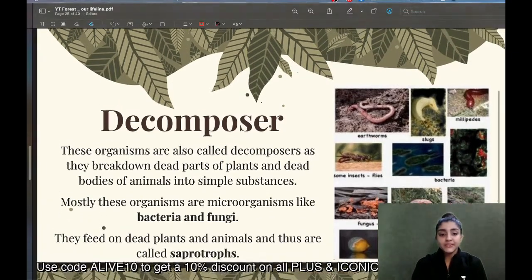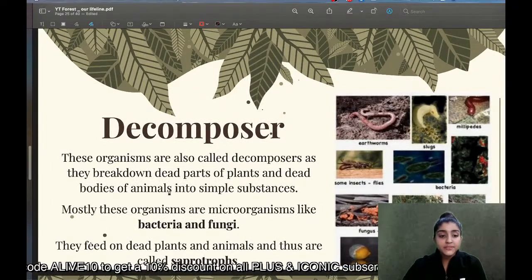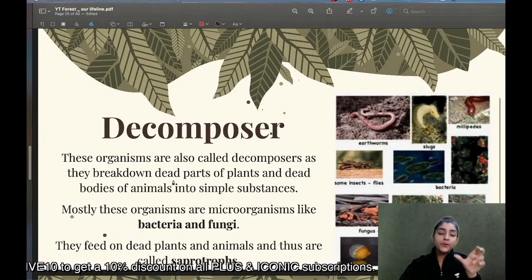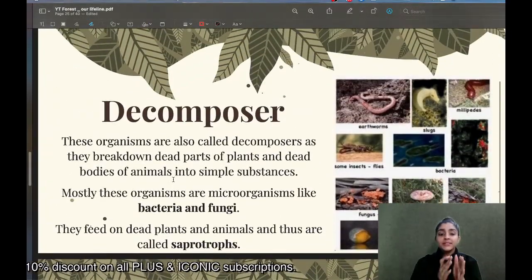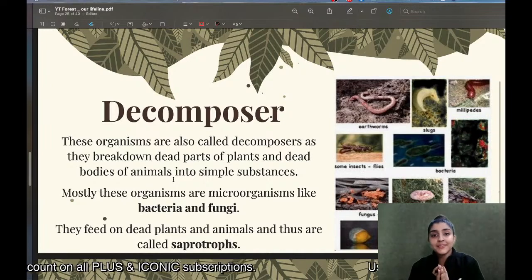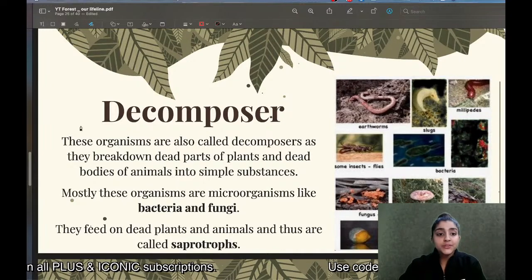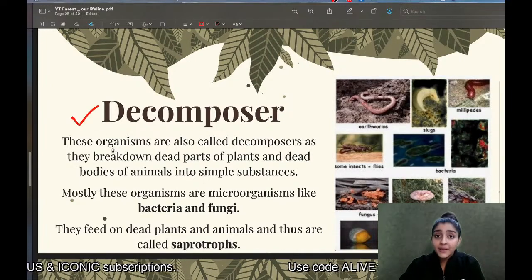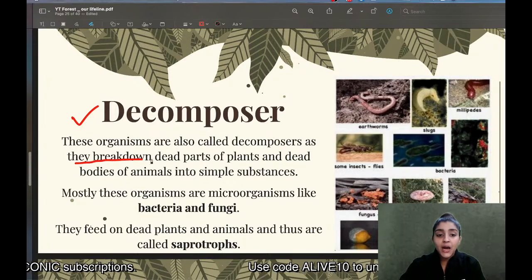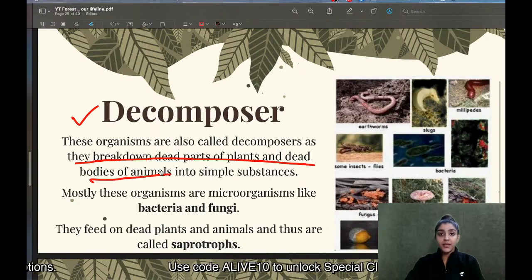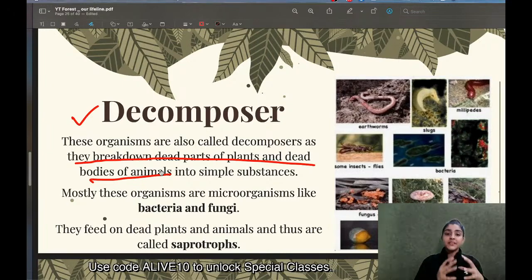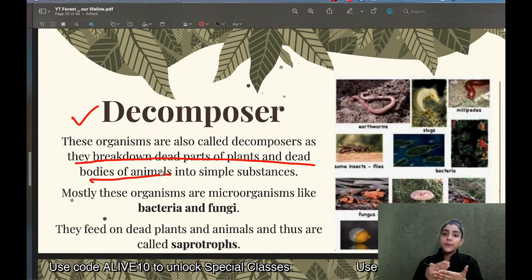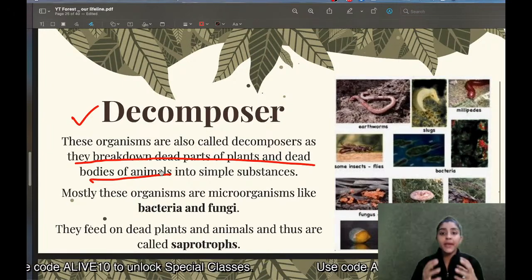Alright, great. So let's quickly talk about decomposers. So there is a lot of confusion between decomposers and scavengers. So what is a decomposer and what is a scavenger? We would be discussing that in detail right now. So a decomposer is an organism that breaks down dead parts of plants and bodies of animals into simpler substances. So what do decomposers do? They only break all those things into small parts, into simpler substances.